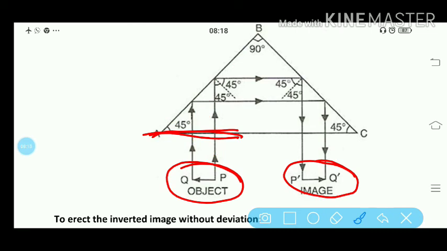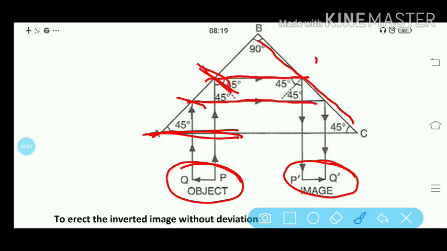Here the normal will be this, this is our normal, the dotted line, and hence it forms a 45 degree angle, which is greater than the critical angle of the glass. Therefore the beam of light suffers total internal reflection. It goes and hits this surface BC, striking the surface BC at an angle of incidence.